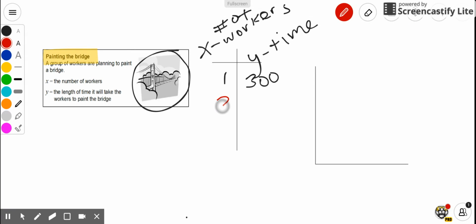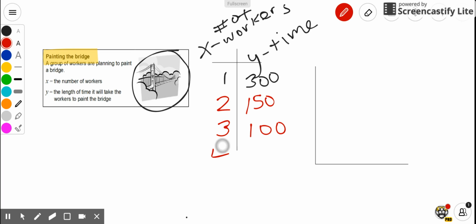So if there were 2 people working, well, it took 300 hours for one person. So I'm assuming for 2 people, it would probably take about 150 hours. Okay, because 150 plus 150 makes 300. Okay, and then if there were 3 people, well, it would probably take 100 hours because they would all be working. So 100 hours each would make 300.